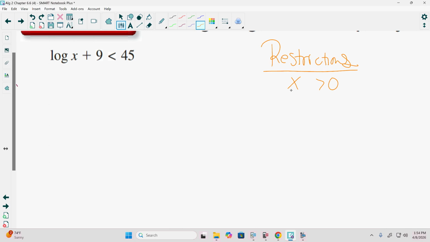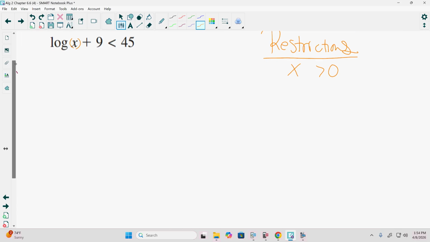There's no parentheses, and if there are no parentheses, the parentheses are understood to be just around the x, not the plus 9. If the plus 9 was included inside the log, they would have put parentheses around the x plus 9, signifying that everything is inside. I think that's very silly, but it is what it is. So really, again, the only restriction is that x has to be greater than 0. Questions on this so far?